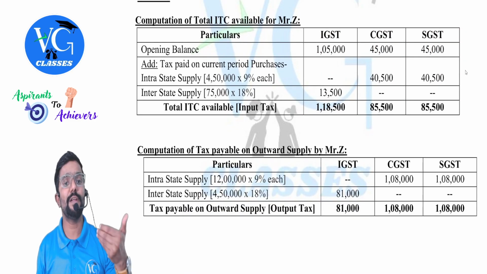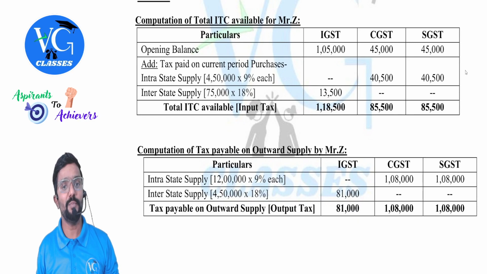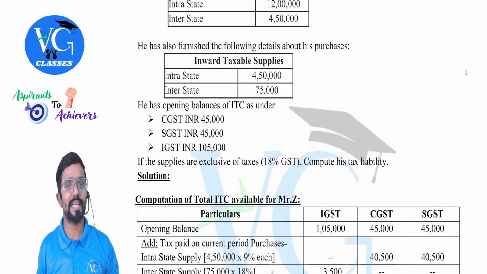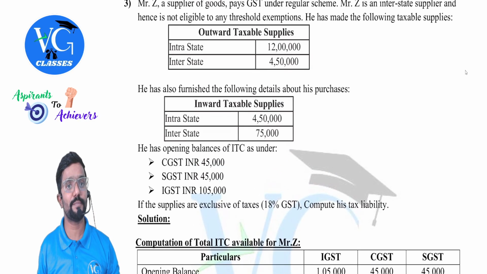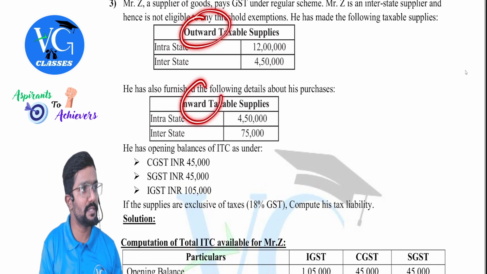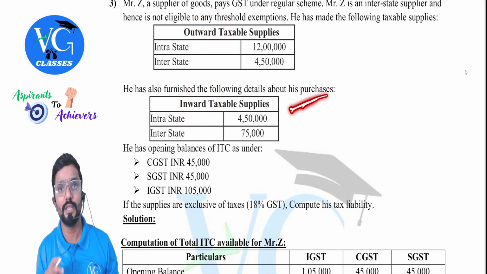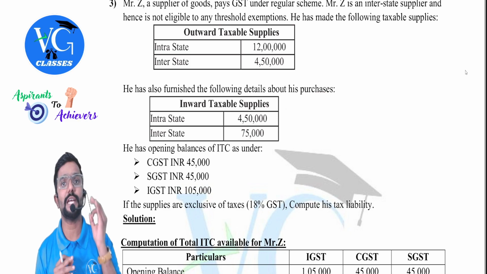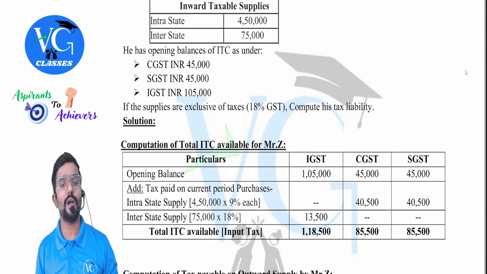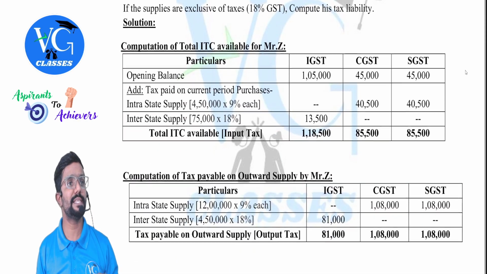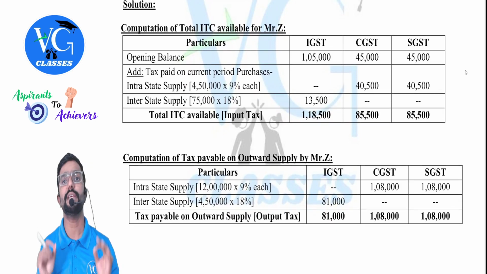Plus tax paid on current period purchases. Current period purchases include both intra as well as inter. Here also please take properly. This is outward, this is inward. Now we are focusing on this part. Intra is how much, guys? 4 lakh 50. On intra, what will be paid? CGST and SGST.